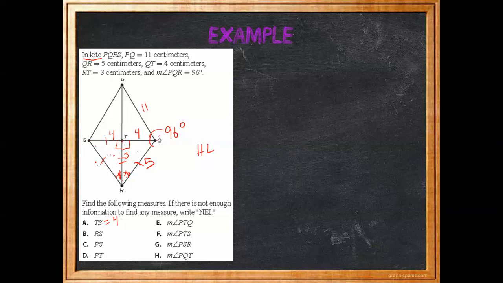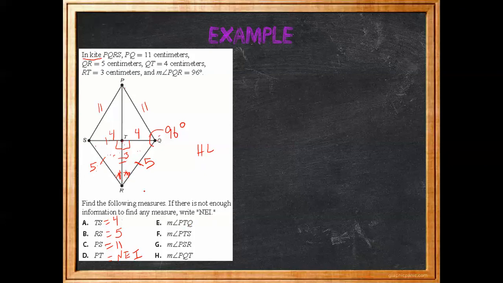RS is going to equal 5, because that's a property of a kite: consecutive sides are congruent. PS is consecutive with that one, so it's going to be 11. And then here we have PT. There's no property of the kite that tells us anything about PT. The 3 doesn't really give us information, so we actually don't know anything about that, so we put NEI.